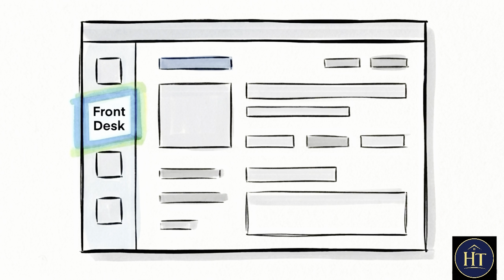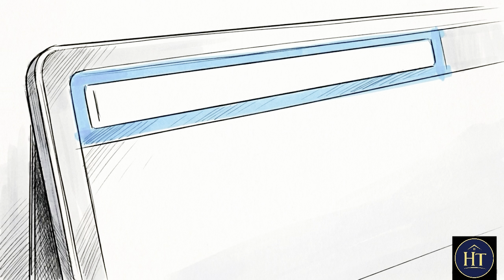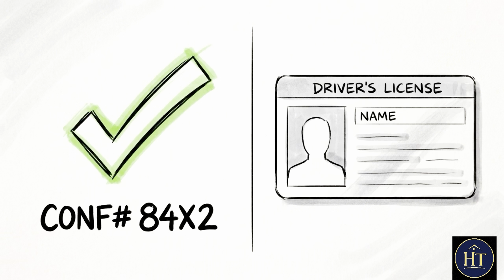This is the main Opera dashboard. Your starting point is right here on the left side, the front desk button. Clicking this takes you immediately to the search screen. Ask the guest for their last name or their confirmation number. A confirmation number is the fastest route to a direct match, but most guests will simply give you their name.